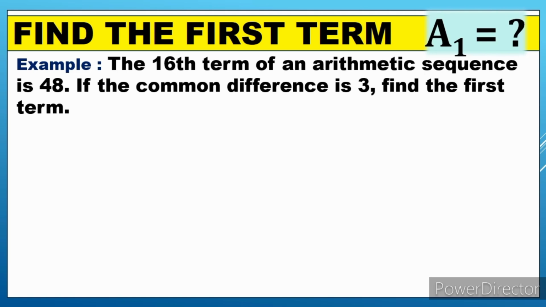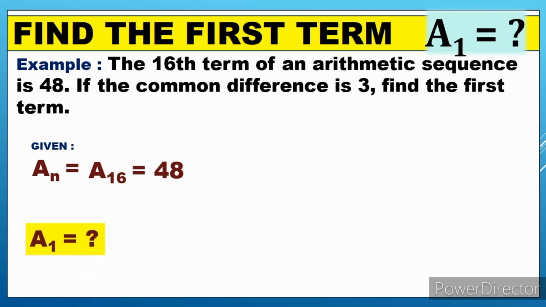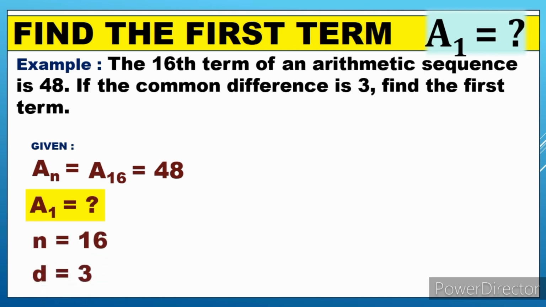So again, our unknown here is the first term. The given are the common difference and the 16th term, which is the last term, which is 48. So we have a sub n is equal to a sub 16, which is 48. Next is a sub 1, which is the unknown. Then another given, which is n, the number of terms, which is 16. And the common difference d equals 3.